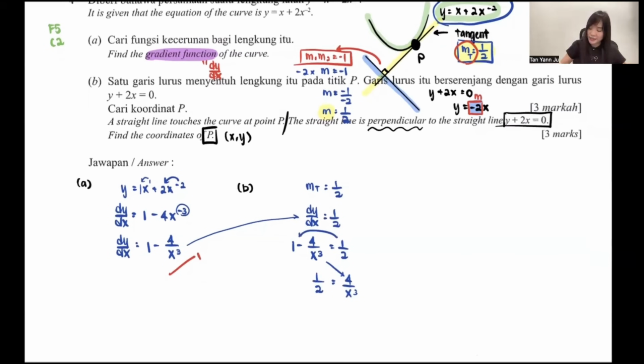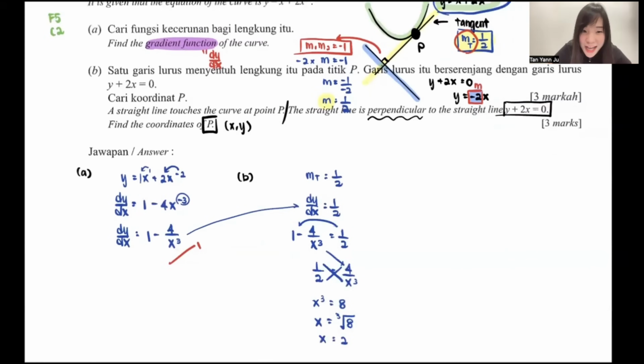Both sides fraction, guys, let's do cross multiply. So 1 times x cubed equals 2 times 4, which is 8. So what is my x answer? Cube, move it over. Yes, cube root, my dear. Cube root of 8, the answer is 2. Yay, got it. My x is 2.